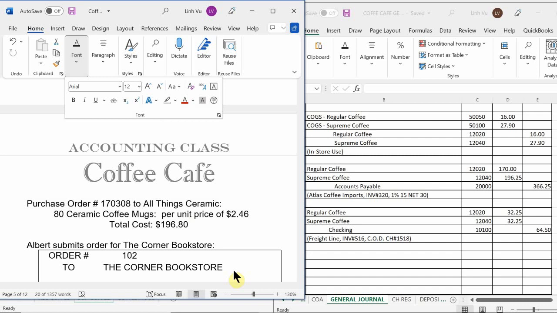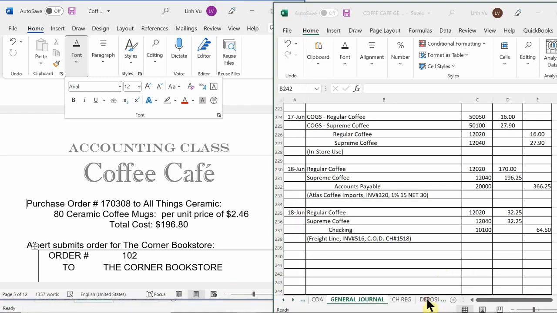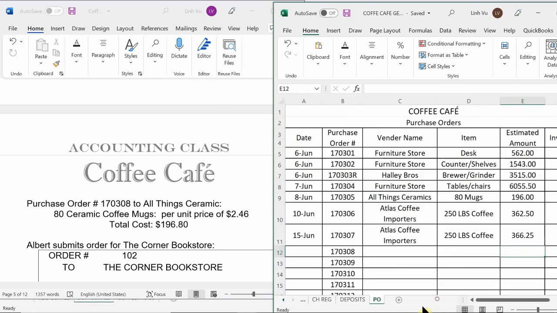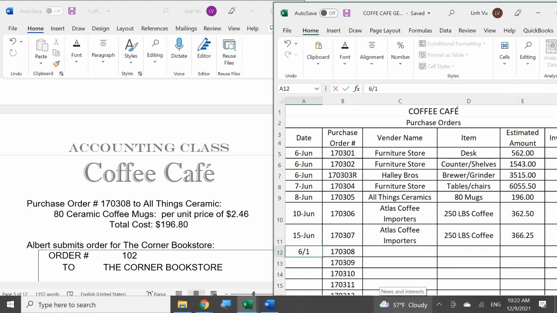No journalizing. So what do we do with this though? Vendor. Not vendors. Do you put that in the purchase orders? You put this in the purchase orders, yes. Right, purchase order number 17308.